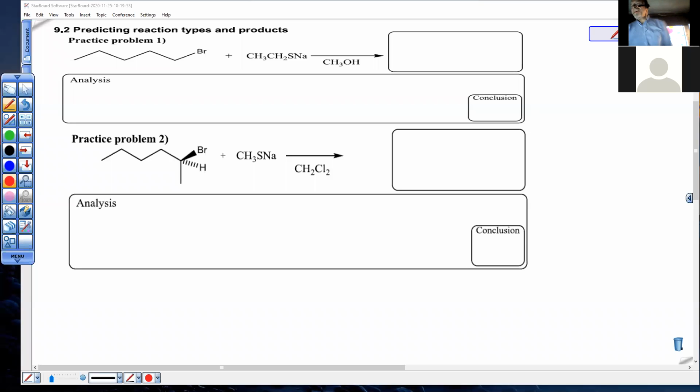And what do we have here? We have to do this analysis on our test. There'll be a whole page of these. And we always start by analyzing the carbon with the leaving group. So, I'll do that in green. R with leaving group.